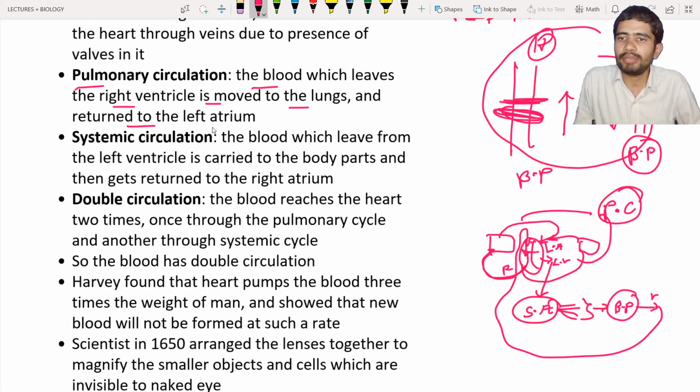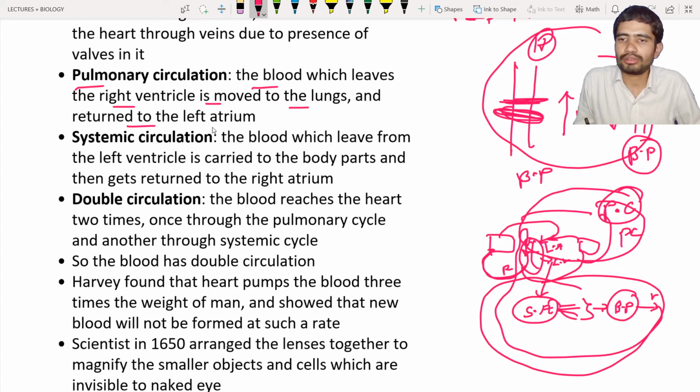It means there are 2 circulations. The one involving the lungs is known as pulmonary circulation. Pulmonary refers to the lungs. And here you can see there is a supply of blood to the body parts, that is known as systemic circulation. Systemic means there are many systems in the body: respiratory system, excretory system, digestive system, and so on. To all these systems, the blood will be supplied. That is known as systemic circulation.